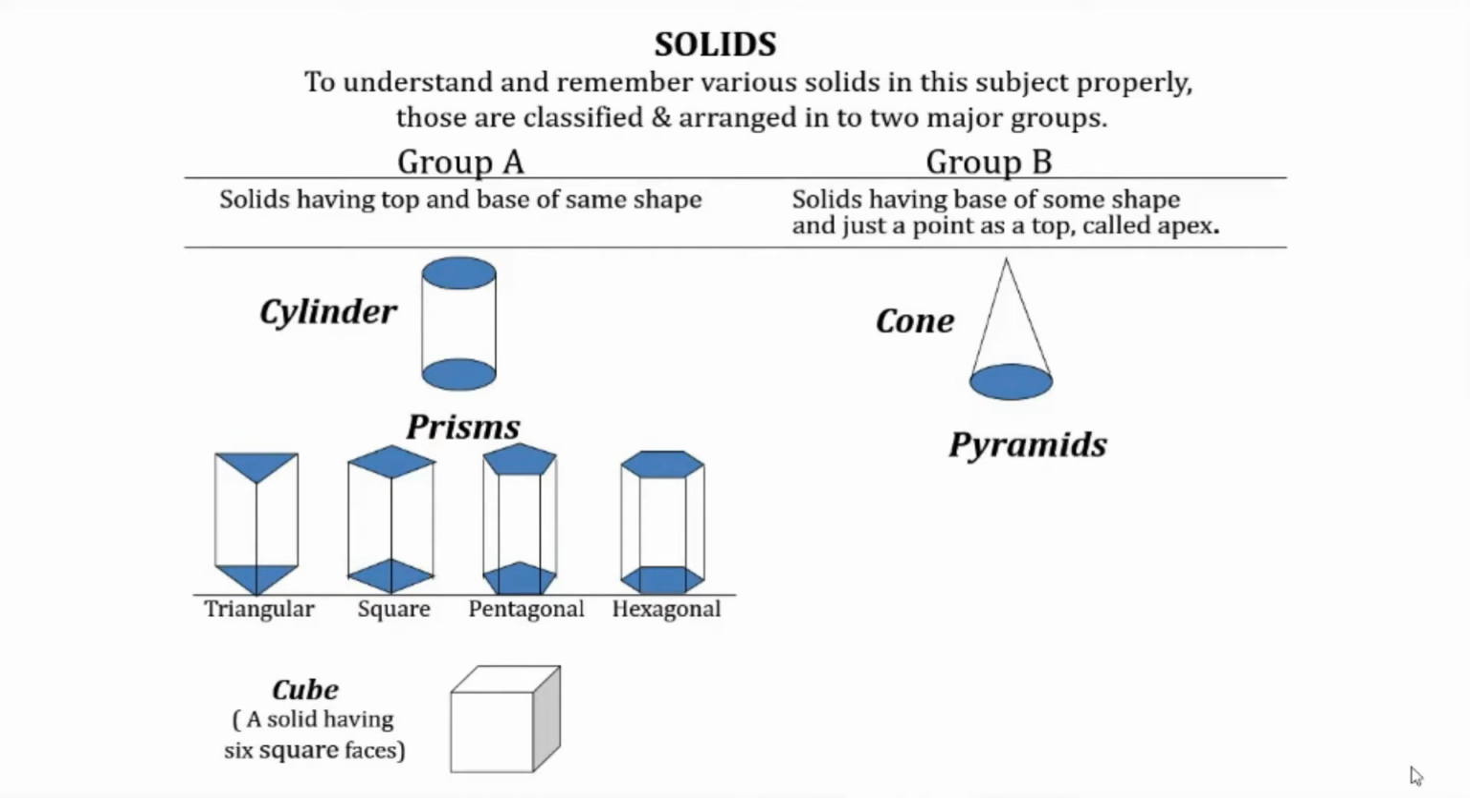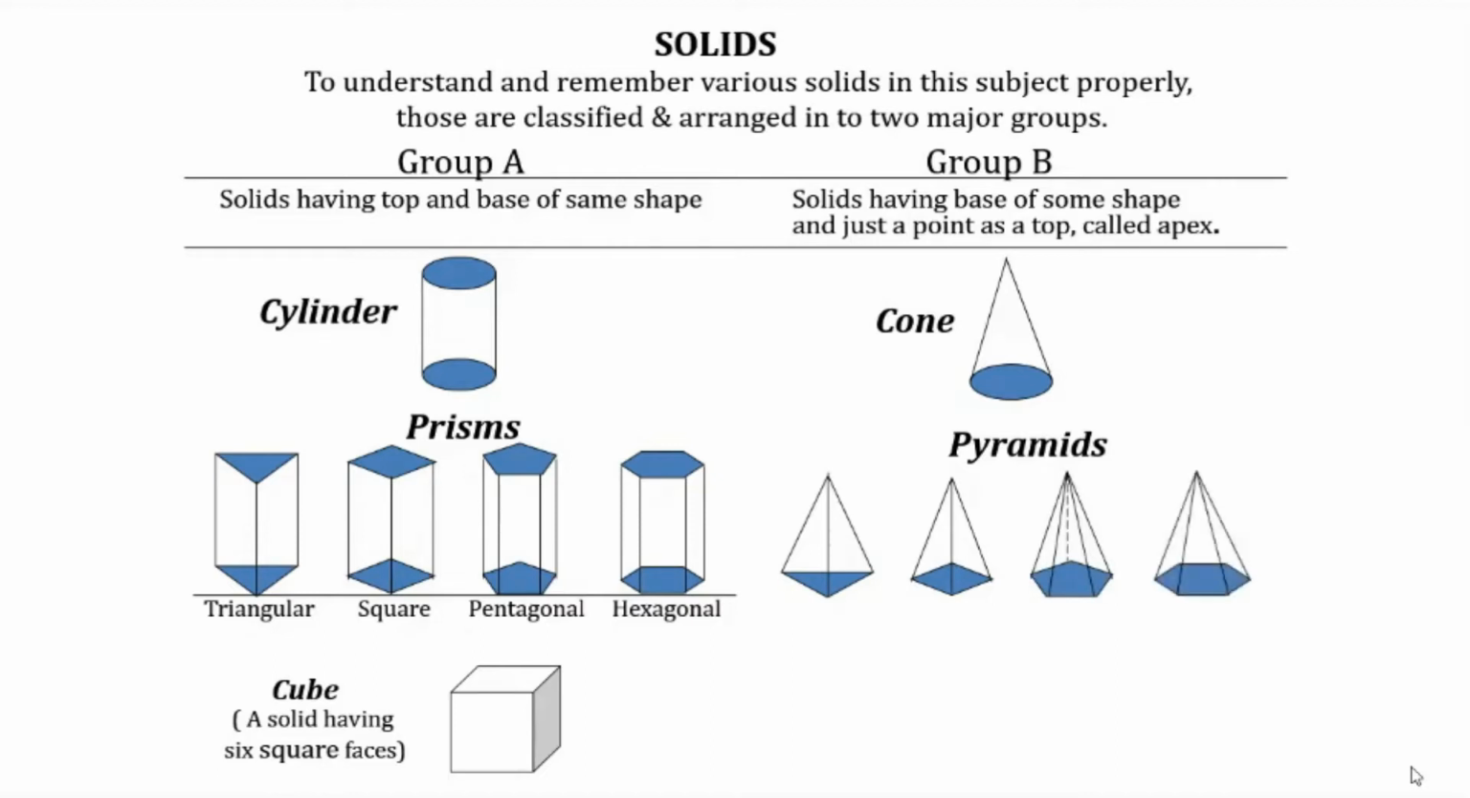Then there are the pyramids. We have seen the pyramids of Egypt, and most of them were square pyramids, with a square base. But pyramids in general need not be square. It can be a triangular pyramid, square pyramid, or rectangular pyramid also. But we are basically bothered about the square pyramid, not the rectangular pyramids. Then there are the pentagonal pyramid and the hexagonal pyramid.